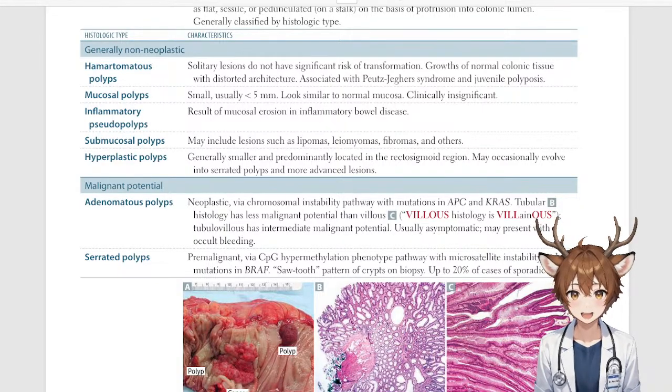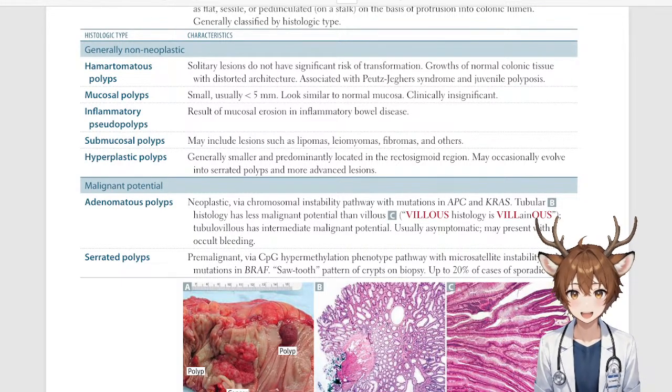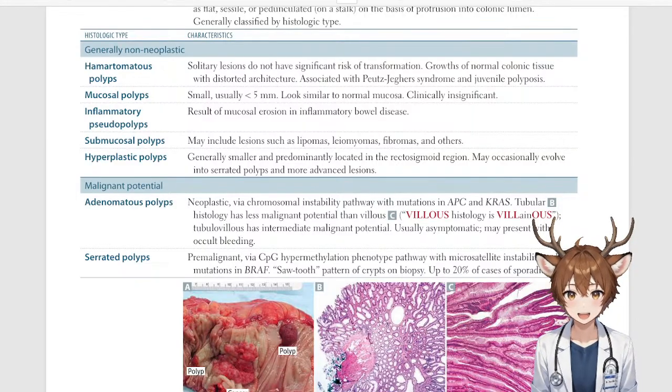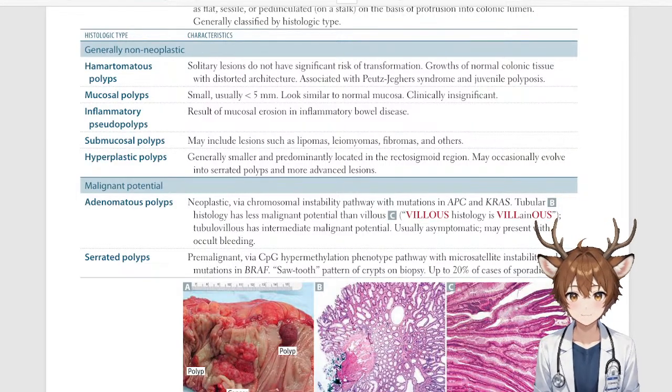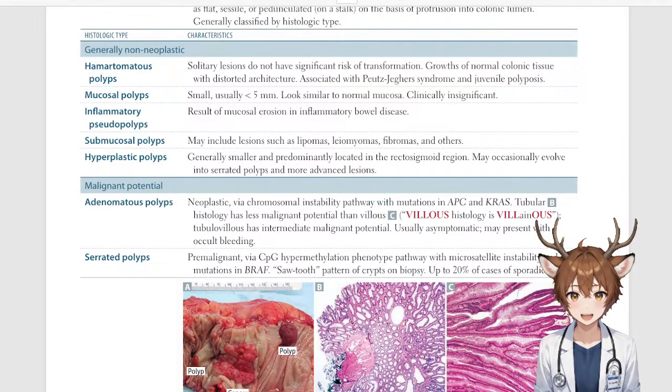Yeah, so basically, if you think about it, tubulovillous is sort of the intermediate, like the 25% to 75%, while the villous and the tubular are like the extremes. Tubular is the least dangerous but the most common, and then the villous is the least common but the most dangerous.